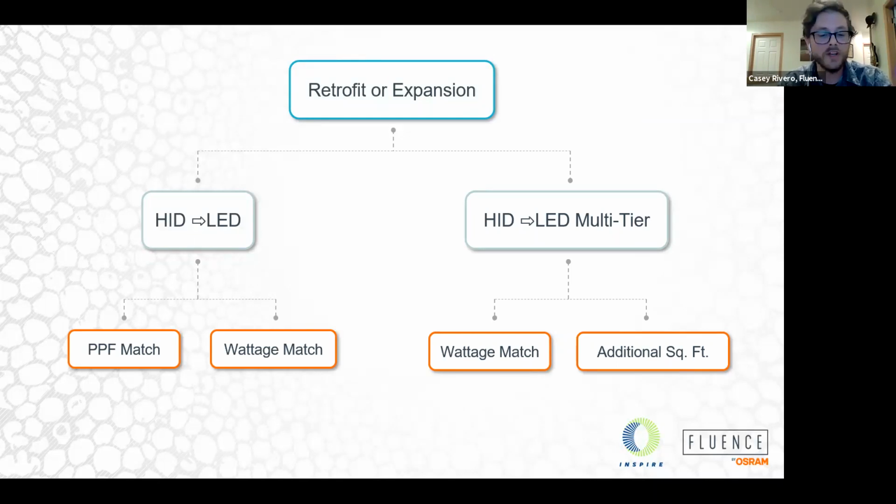So here you will run into limitations with the amount of investment as well as timeline and planning that it takes to successfully execute this upgrade, right? We see two options here on the right. We see a wattage match as well as an additional square foot of canopy. And those are the main key points to moving from an HID system to an LED multi-tiered system.